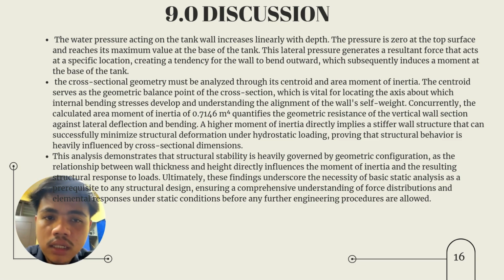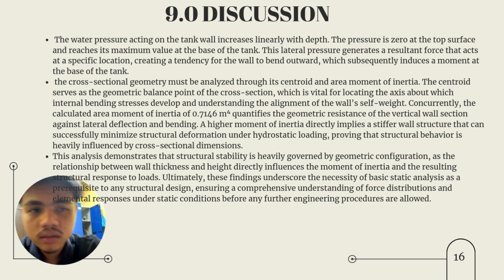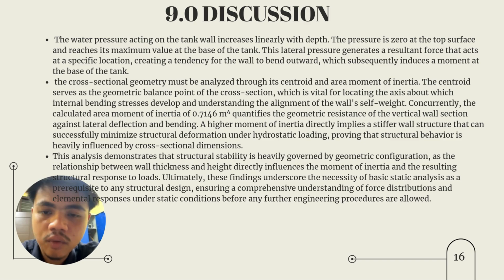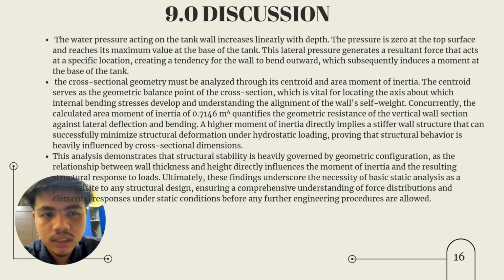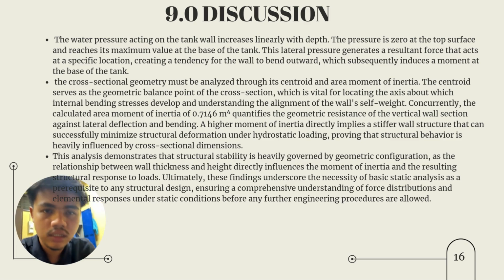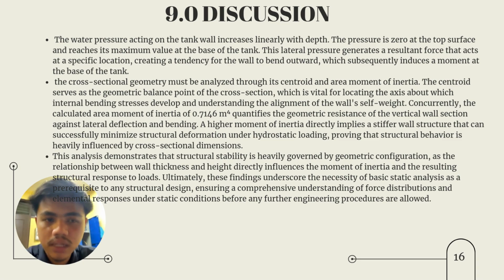Concurrently, the calculated area moment of inertia is 0.7146 meter to the power of 4, which quantifies the geometric resistance of the vertical wall section against lateral deflection and bending. A higher moment of inertia directly implies a stiffer wall structure that can successfully minimize structural deformation under hydrostatic loading, proving that the structural behavior is heavily influenced by cross-sectional dimension.